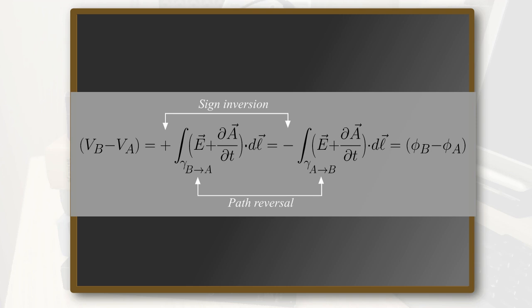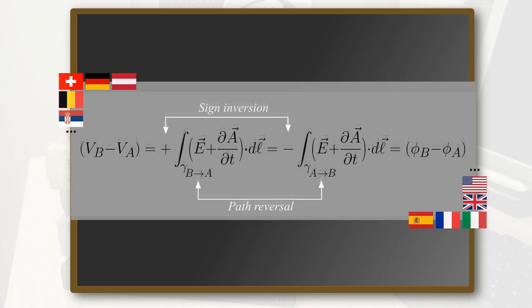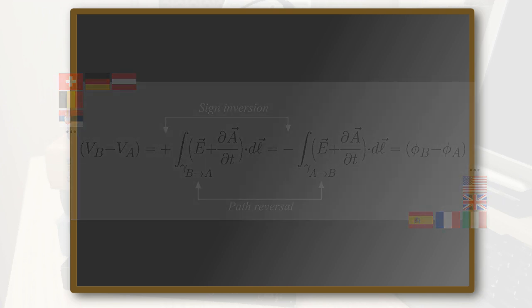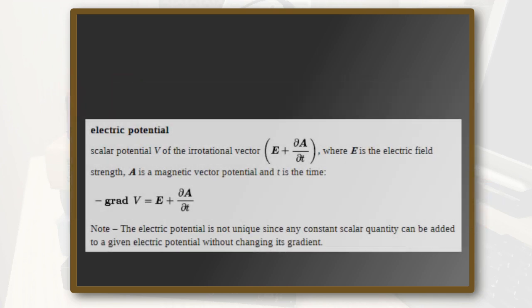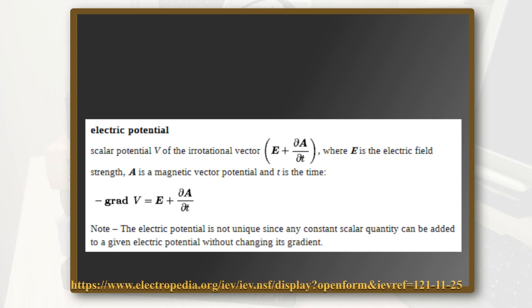The IEC formula is equal to plus the line integral along the reverse path of the irrotational component E irrotational of the electric field. That is the part that admits a scalar potential. And this is the definition of what the IEC call simply electric potential without specifier. The electric potential is the scalar potential V of the irrotational vector E plus dA/dt. Remember, this is E minus dA/dt. And it is defined by the formula minus the gradient of V equal to E plus dA/dt.